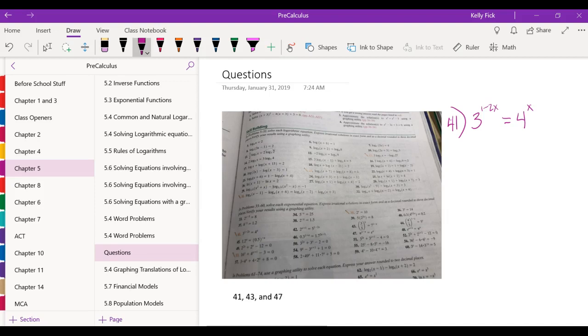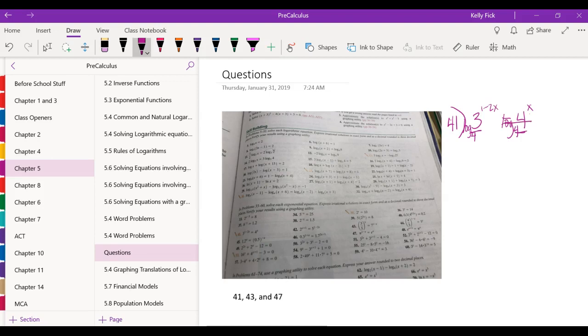So the first thing that you want to do is, well, first of all, we're doing 41, 43, and 47 first. When you're doing these, you want to pick a log base. Now, these bases are different. I have a 3 and I have a 4. So I can either use log base 3 or I can use log base 4. I would choose log base 4, and the reason for that is because the exponent is simpler. Okay? So I'm going to do log base 4 on each side.